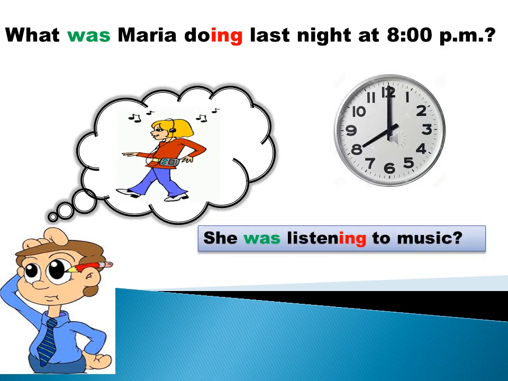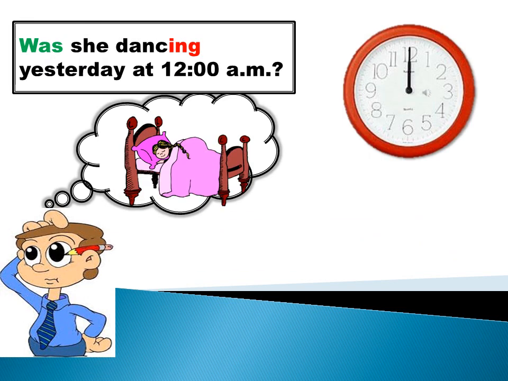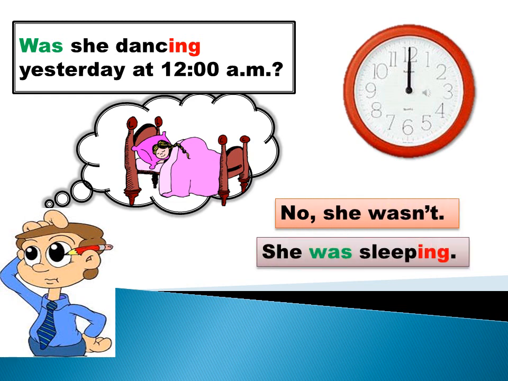What was Maria doing last night at 8 p.m.? ماذا كانت تفعل في الوقت هذا بالضبط؟ She was listening to music. Here is another example with short answers. Was she dancing yesterday at 12 a.m.? هل كانت ترقص في البارحة مع الساعة 12 صباحا؟ No, she wasn't. She was sleeping. يعني كانت نائمة.